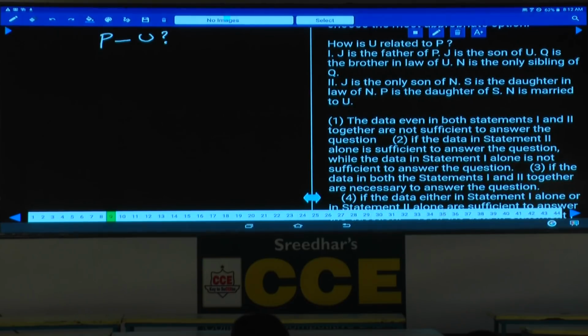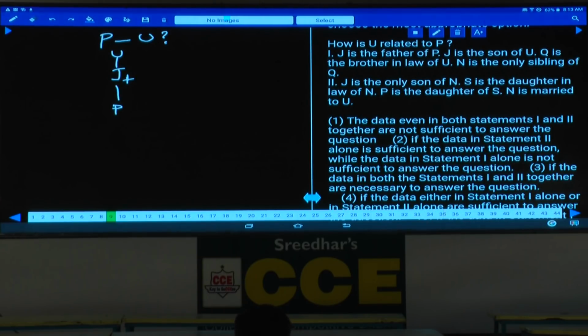J is the father of P. J is the father of P can be written like this. J is a male and is the father, and comes into the first generation. And J is the father of P, and J is the son of U. Now this J himself is the son of U. Hence U can be either male or female. As of now the gender is not known.